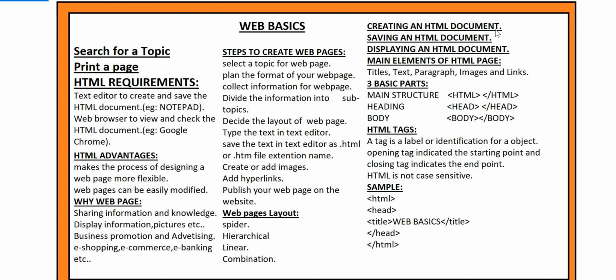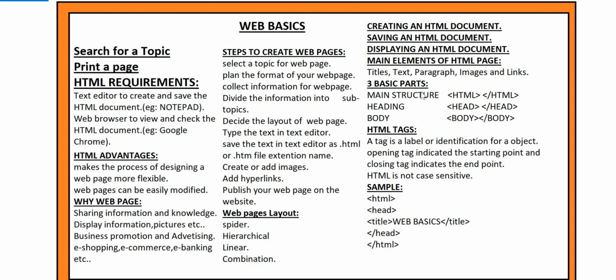Creating an HTML document, saving an HTML document, displaying an HTML document, I just showed you now. Open Notepad, put your code, save it as .html or .htm, and it will be saved in one place. As we saved it on the desktop, you can double click and the web page opens for you. Next, what are the main elements? The main elements are titles, as I showed you, text, paragraphs, images, links, etc.